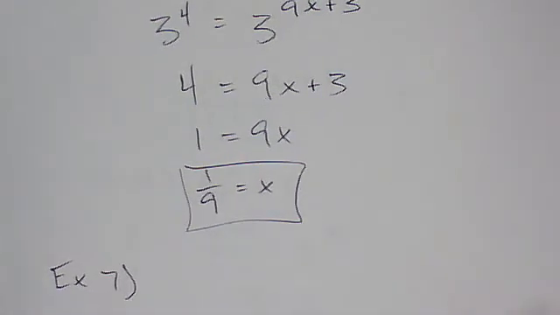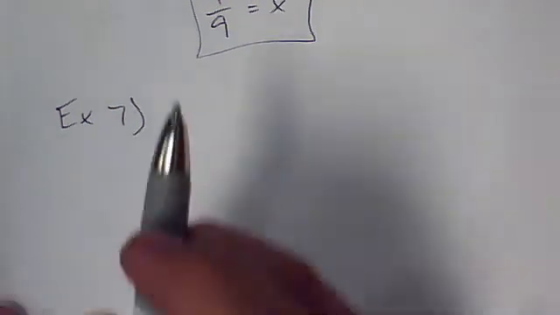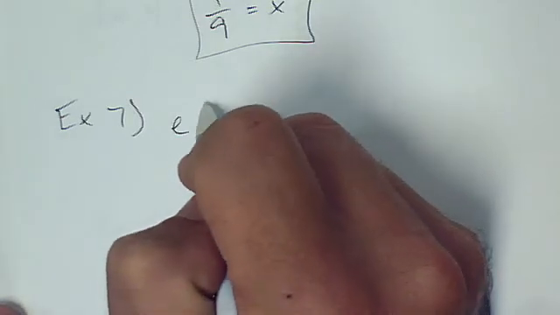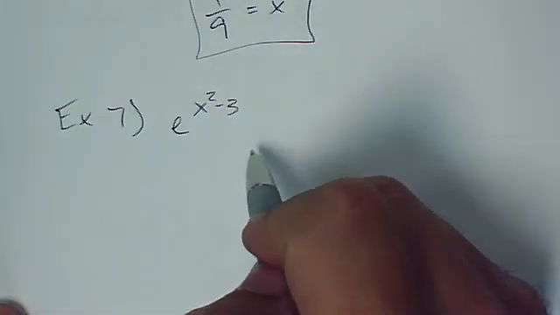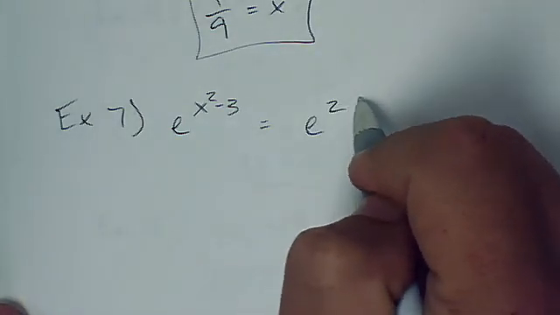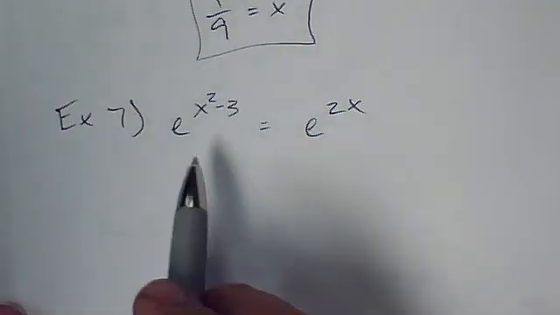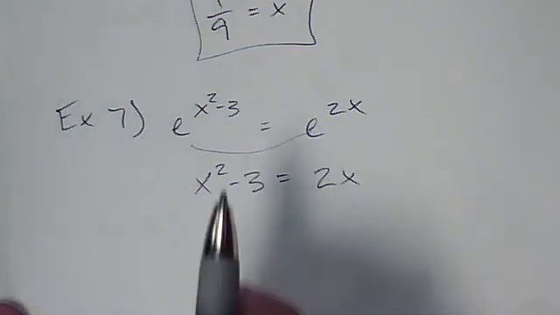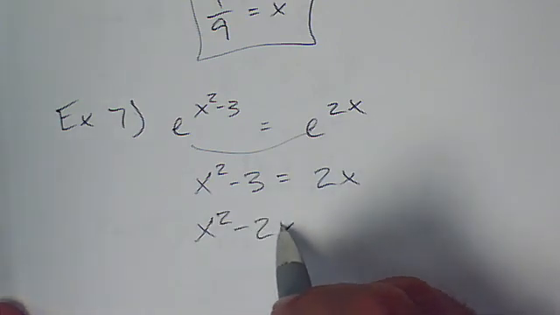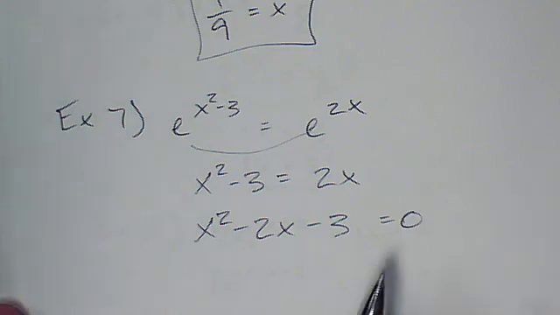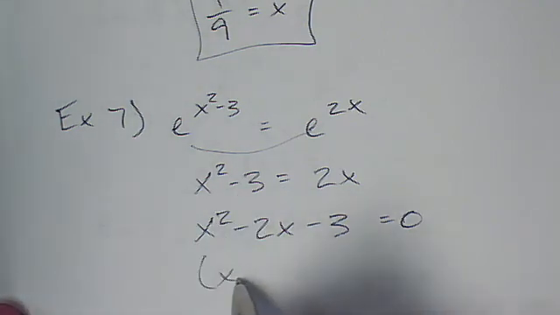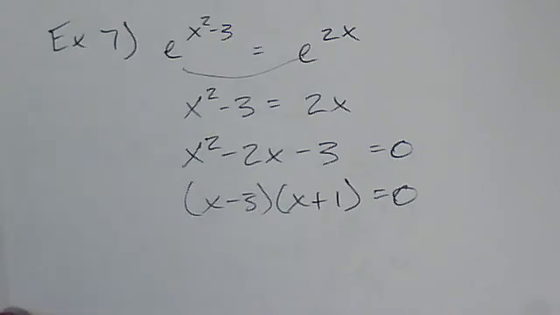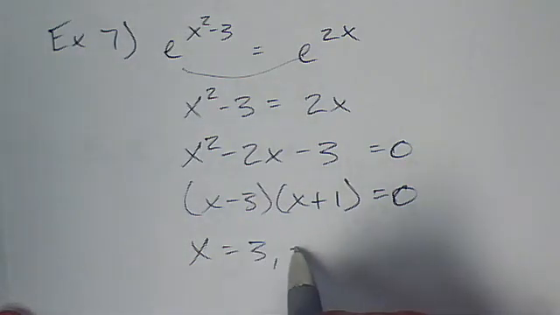Actually, I'm going to show you one more like that, but let's do it with the irrational number e. Let's say that e to the x squared minus 3 is equal to e to the 2x. Since I have the same base, I can drop it and say that x squared minus 3 is equal to 2x. Because we've got a quadratic, we want to set that equal to 0. So subtract the 2x from both sides. Then we're going to factor. So x would equal 3 and negative 1.